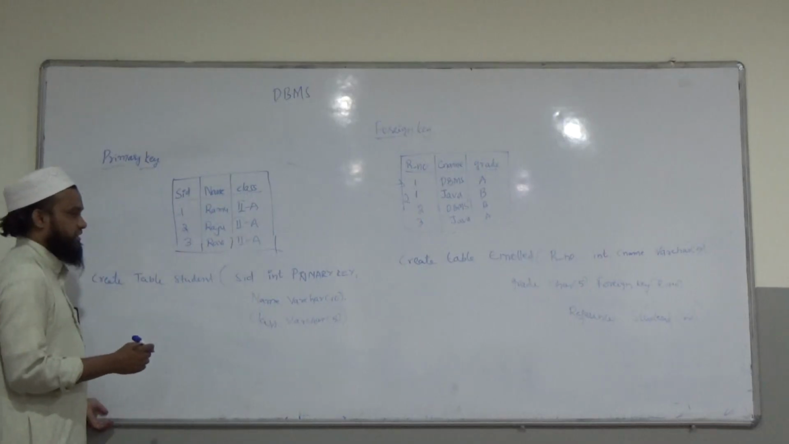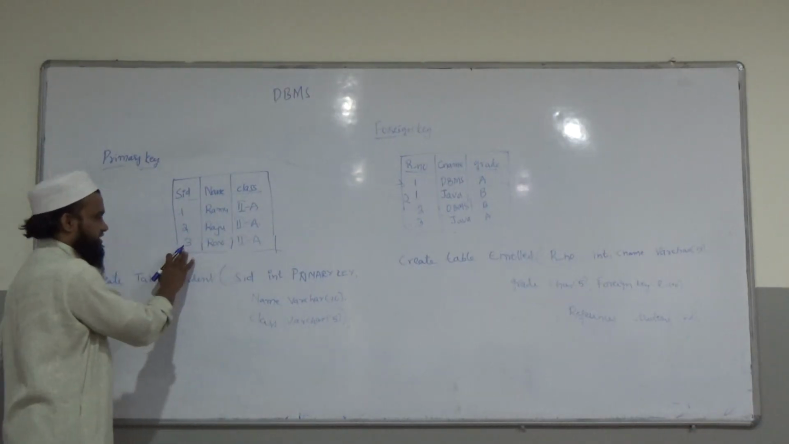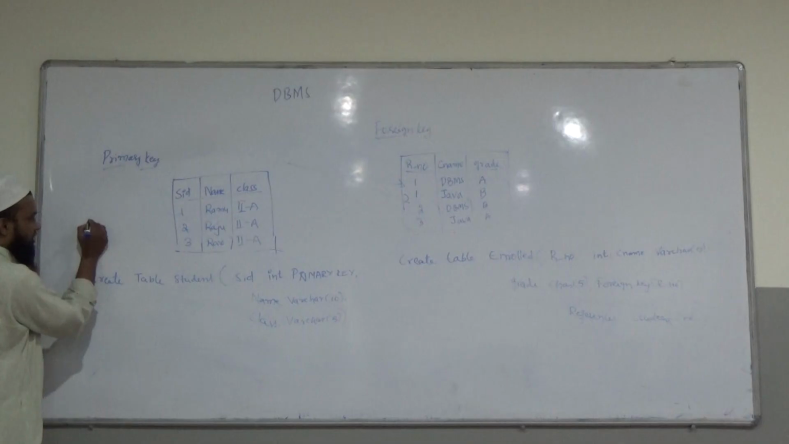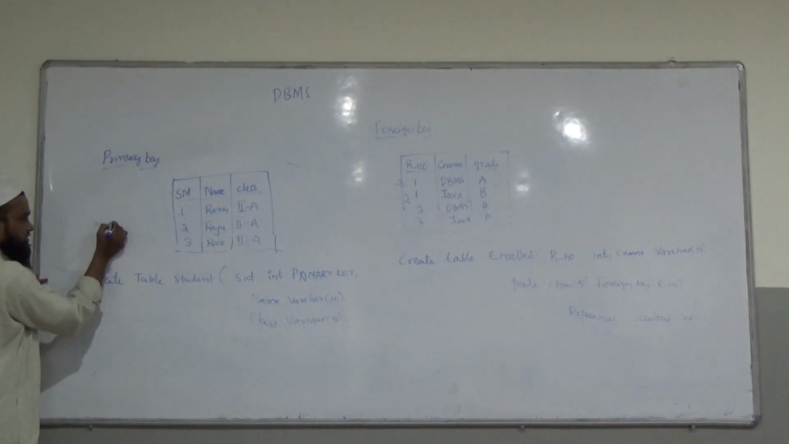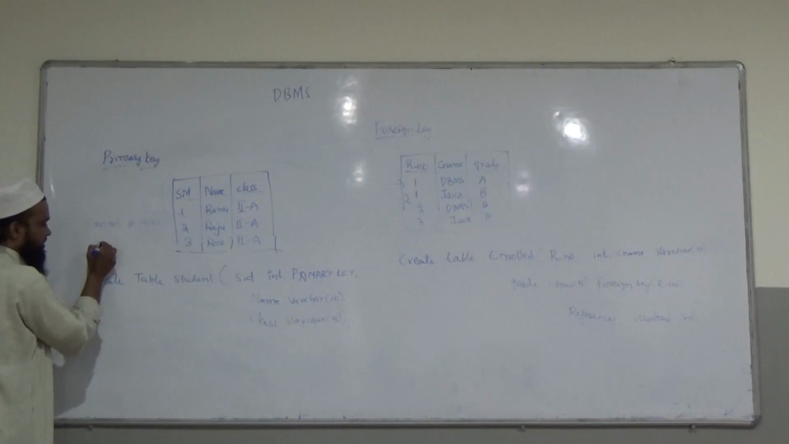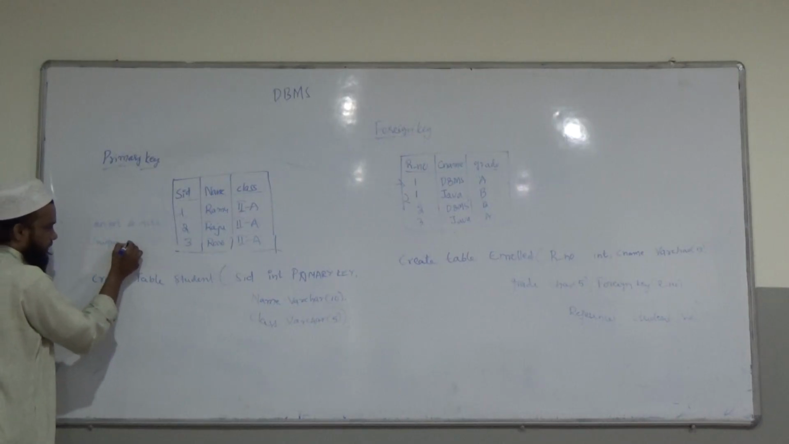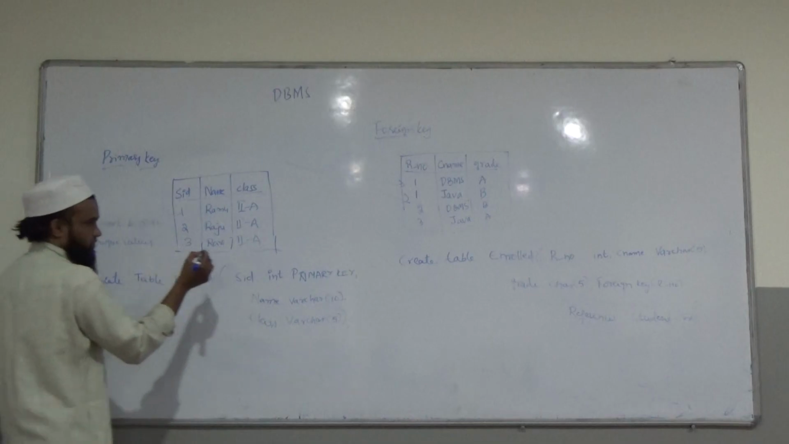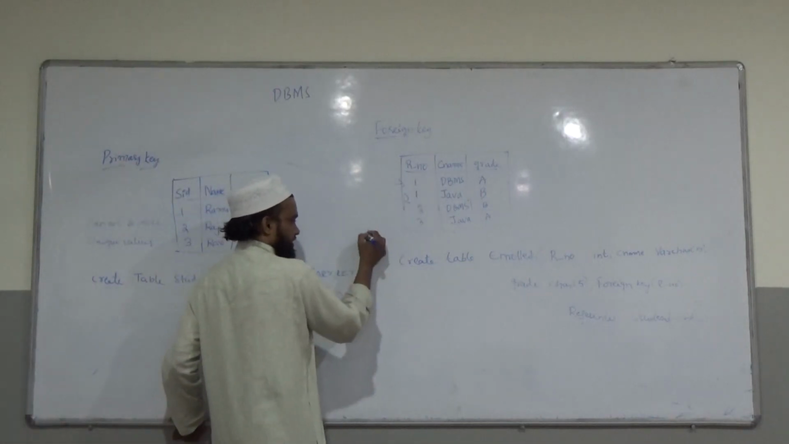So there are some conditions. For primary key the conditions are: primary key cannot be null and should have unique values only. Coming to foreign key, it can have duplicate values.